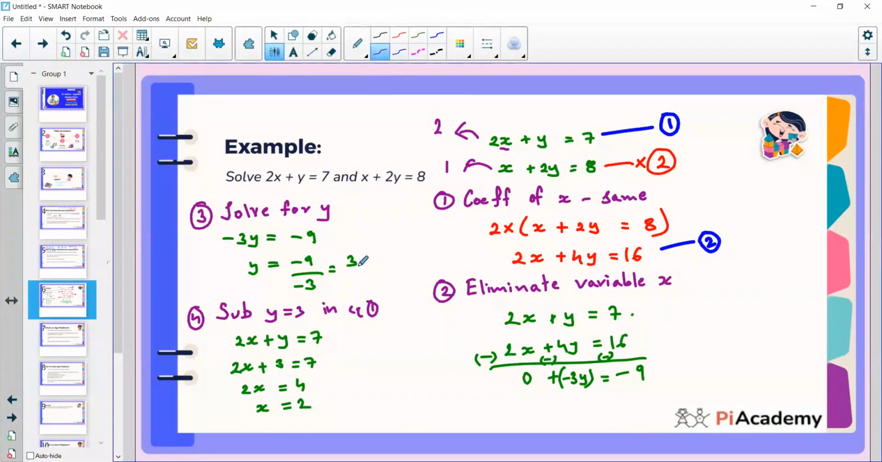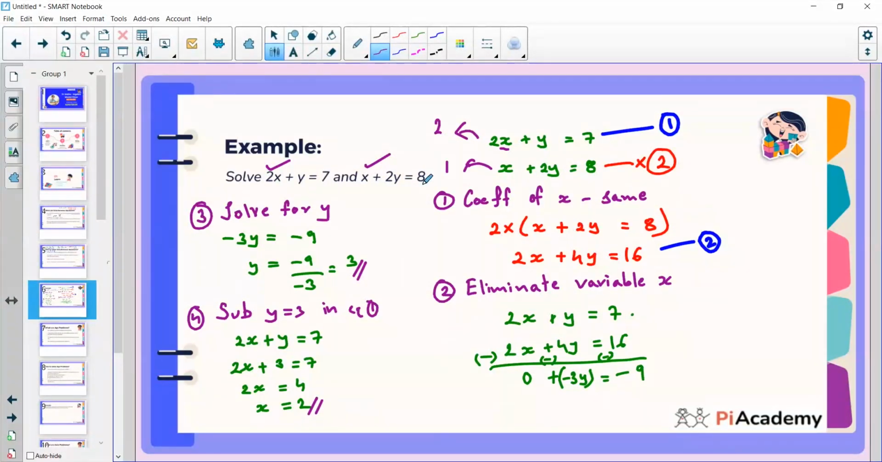So now within the 4 steps, I was able to work out the value of y as 3 and the value of x as 2. Okay. So now let us check. What is 2 times 2? 4. 4 plus 3 is 7. So this equation is correct. x plus 2y. x is 2 and 2y is 2 times 3, which is 6. So 2 plus 6 is 8. Again, this is also correct. So I have correctly solved my simultaneous equations.